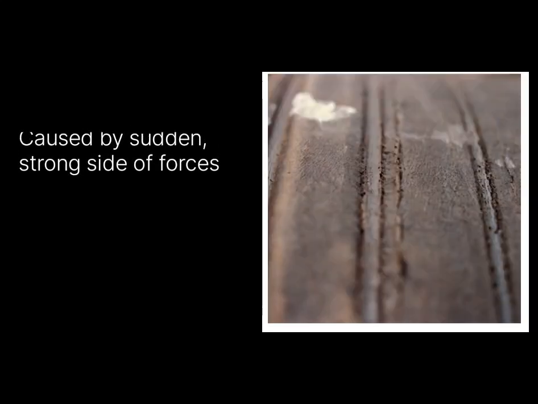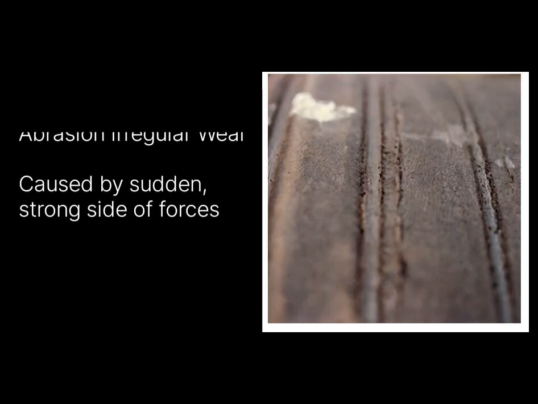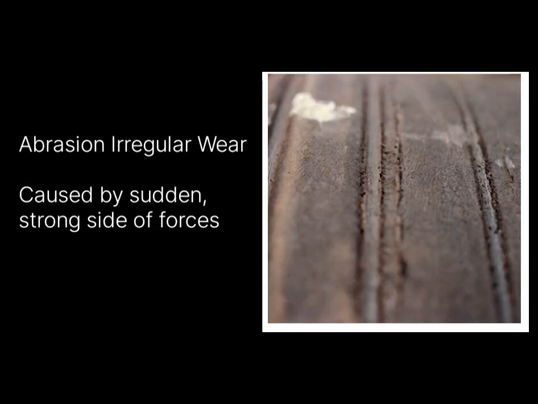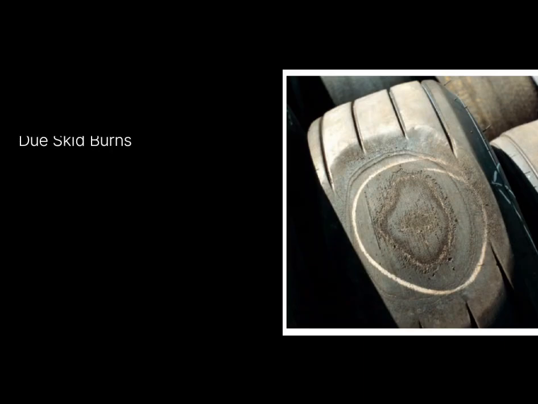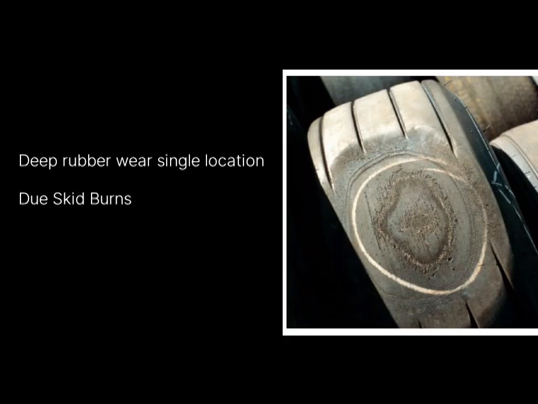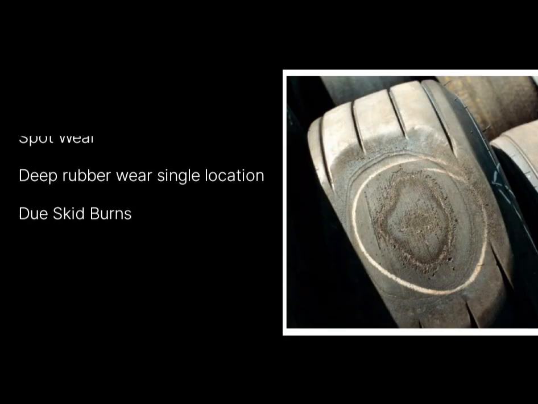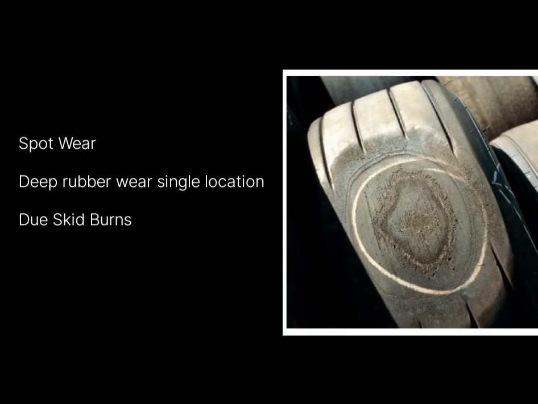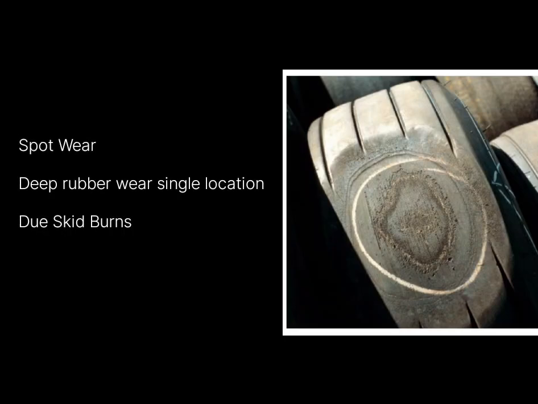Another type of wear is abrasion, an irregular wear caused by sudden or strong side forces. If the reinforced fabric or cord protector is exposed to the atmosphere, you have to remove the tire from service. This is another image, spot wear, which is deep rubber wear happening at a single location of the tire. This basically happens during brake malfunction or locking up of the wheel, most often during landing. Skid or burn can be a result of this type of tire condition.